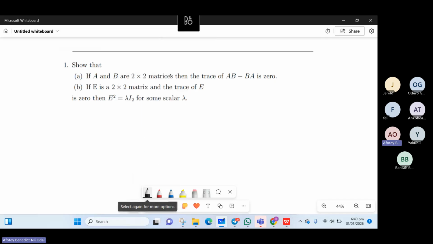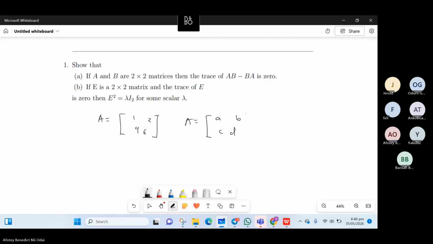We can't use actual values. Let's say you say A is equal to 1, 2, 4, 6. We can't do this, right? So the way to go is to actually use variables to represent our entries. So let A be equal to A, B, C, D, and let B be equal to E, F, G, H.